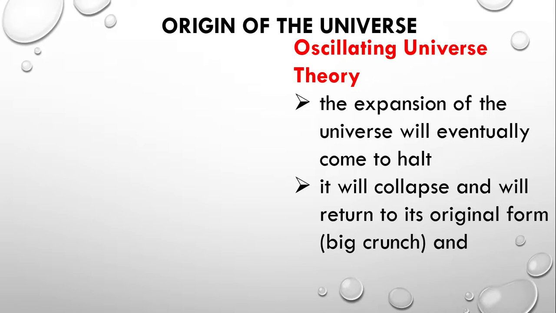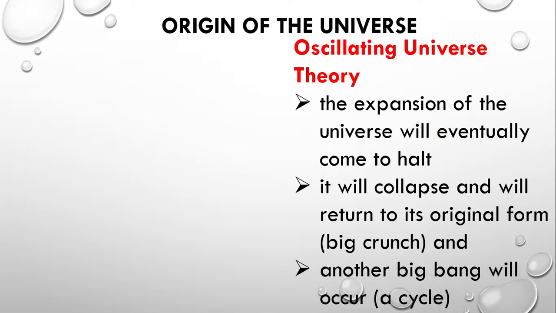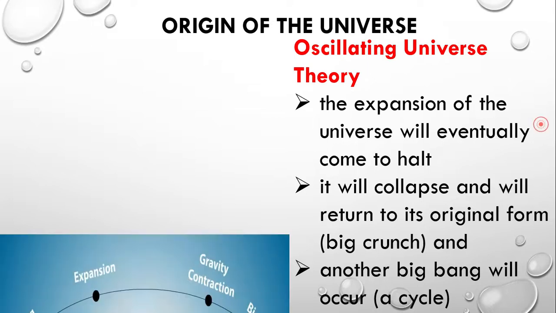So after the Big Bang, the universe reaches its maximum expansion. After that, the universe returns into its original form, which we call the Big Crunch. And then after the Big Crunch is another Big Bang. So it's a cycle of Big Crunch, Big Bang, Big Crunch, Big Bang in the universe. That is according to the oscillating universe theory.